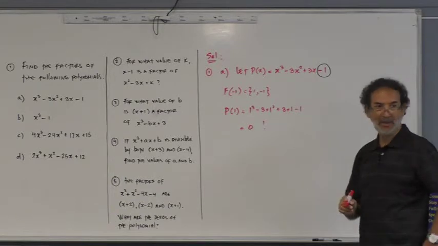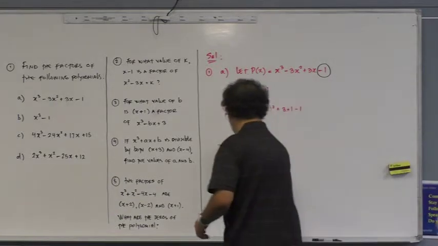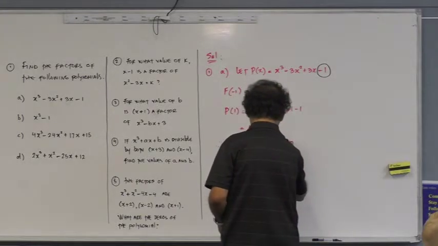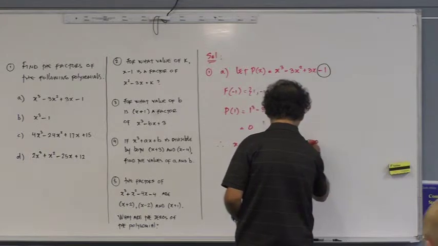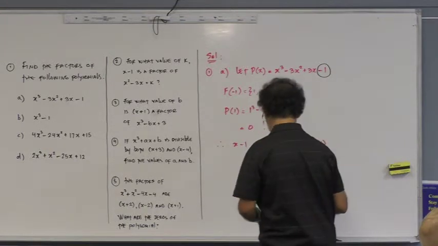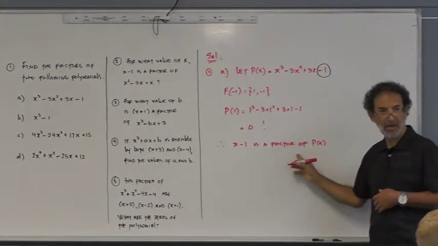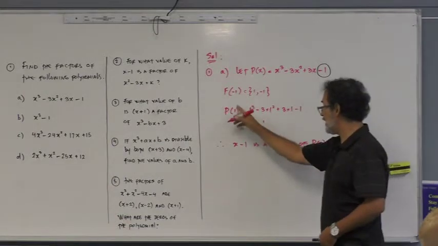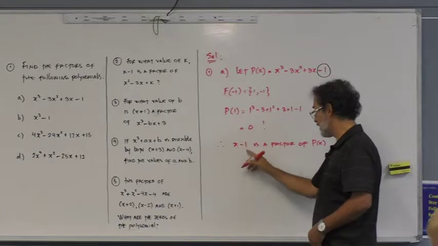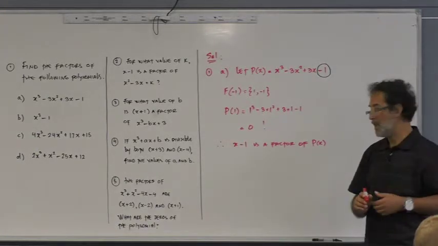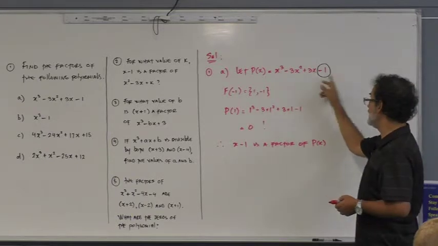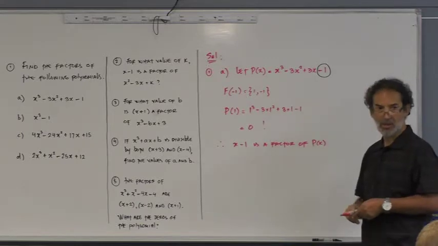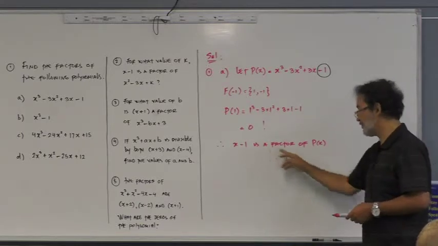Therefore x minus 1 is a factor of P of x. That is coming from the factor theorem. If this is equal to 0, then you know that x minus 1 is a factor. But we know that in here we expect to have 3 factors, which is what we normally expect when you have a cubic. So that means we're going to have to find the other factors.